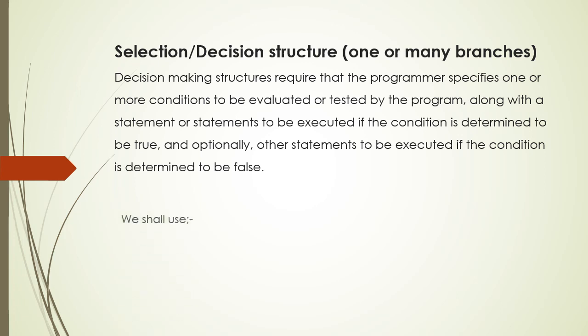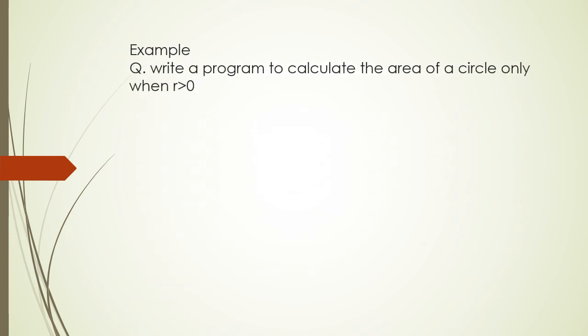For example, in this we will cover two statements, which are the if statement and the switch statement. Now let us check on the if statement. Here we can use an example: write a program to calculate the area of a circle only when r is greater than 0.